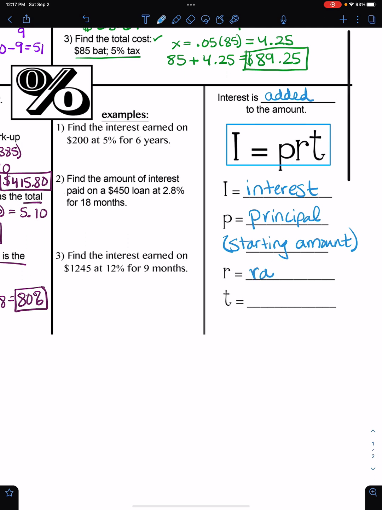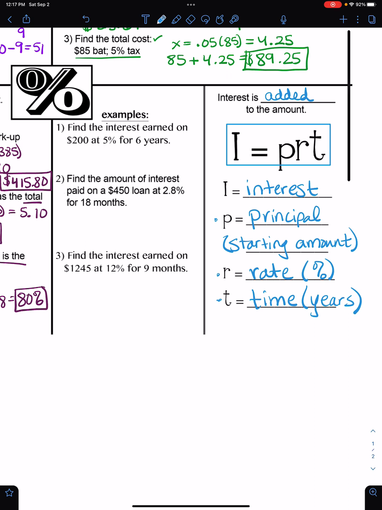R is the rate, which is the number with the percent sign. That's the percent. And T stands for time. And this is important: the time is always measured in years. But we're simply just multiplying principal times rate times time to find the amount of interest. You just have to make sure that you change the interest rate to a decimal and that the time is measured in years. So let's try one.